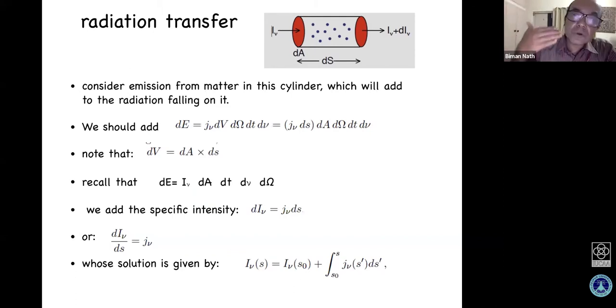So in order to make sense of whatever my detector is measuring, and to say that this is the radiation that is coming from the star, I have to understand how radiation interacts with matter. And this topic is called radiation transfer.